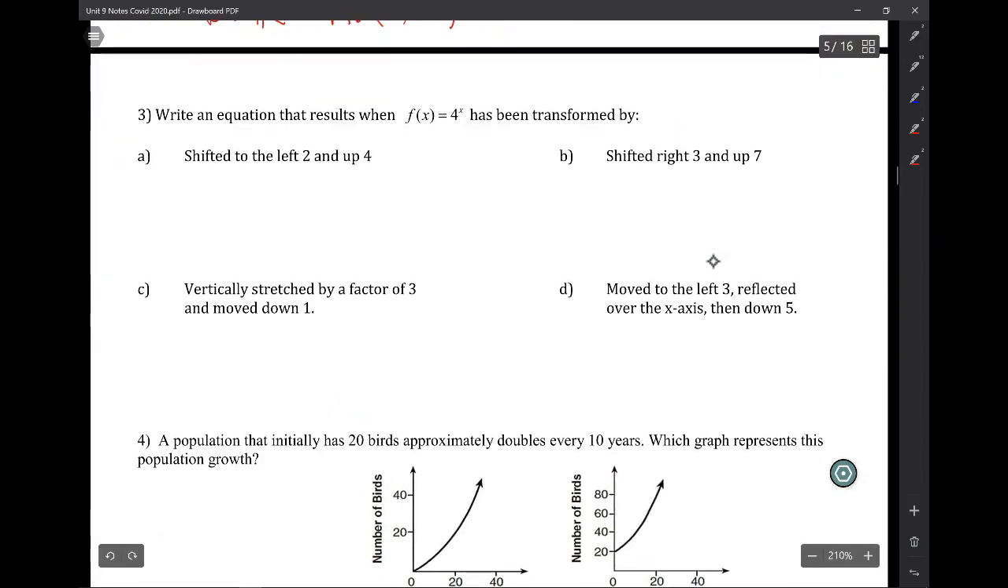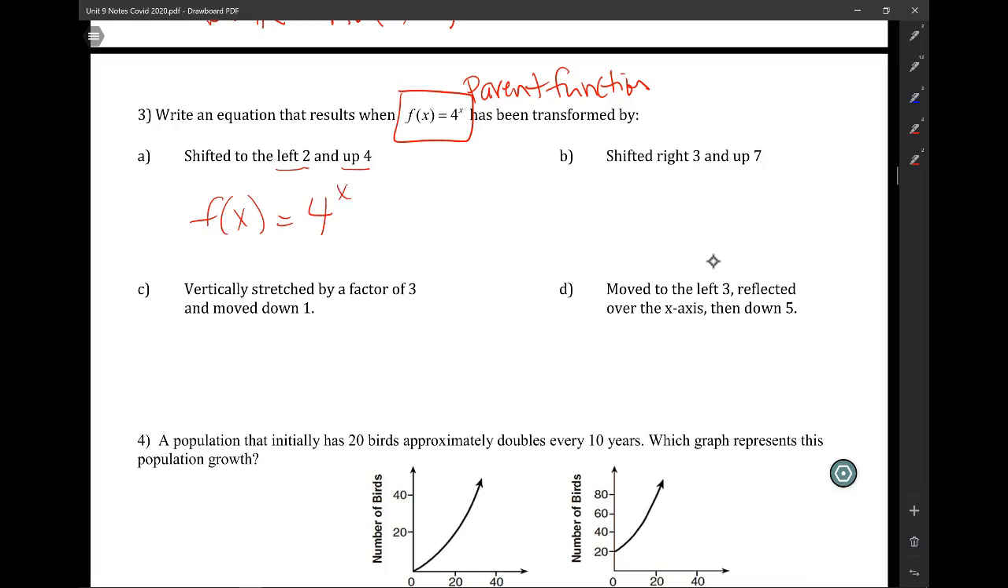All right, number 3, it says write the equation that results when we take something called our parent function. It is an exponential growth, and we are going to take that parent function and write a new equation that is being shifted to the left 2 and up 4. So if I take my parent function and I want to shift it left 2, that would be a +2 with the x, and then an up 4 would be a +4 after it. So that's all we're doing in this section, is writing the equations.